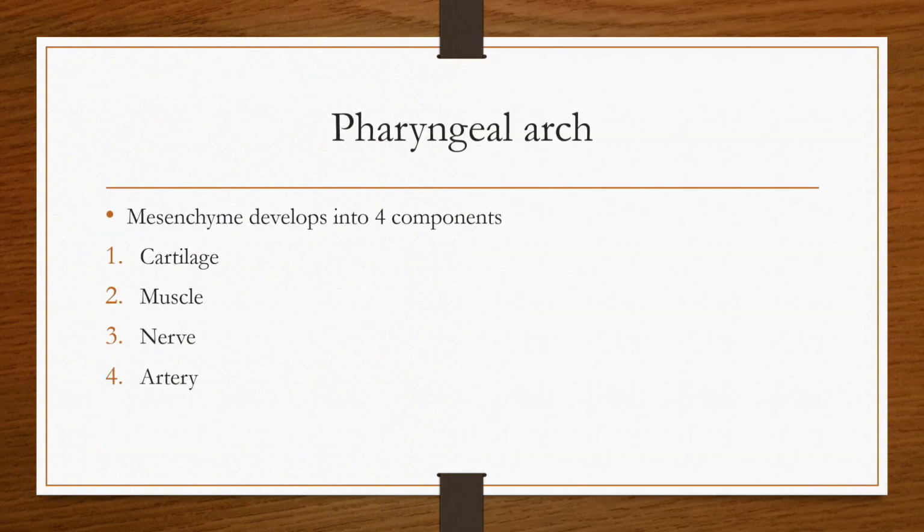Now, what components form the pharyngeal arch? Its mesenchyme develops basically into 4 components. Every pharyngeal arch has its own cartilage, its own muscle, its own nerve and artery. So this is also very important.